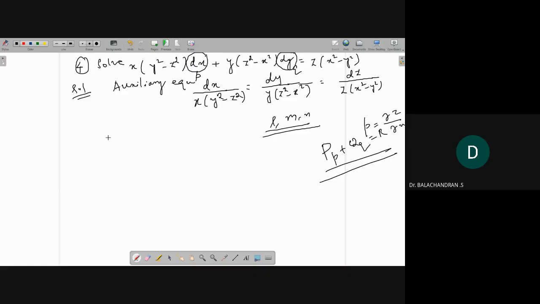For example, I will write here x into y square minus z square plus y into z square minus x square plus z into x square minus y square equal to 0. So I will write here L, here M, here N. So I need L, M, N such that this combination equals 0. So please tell what is L, what is M, what is N.